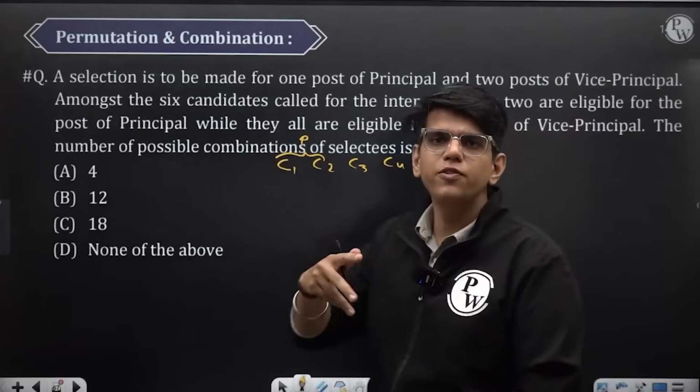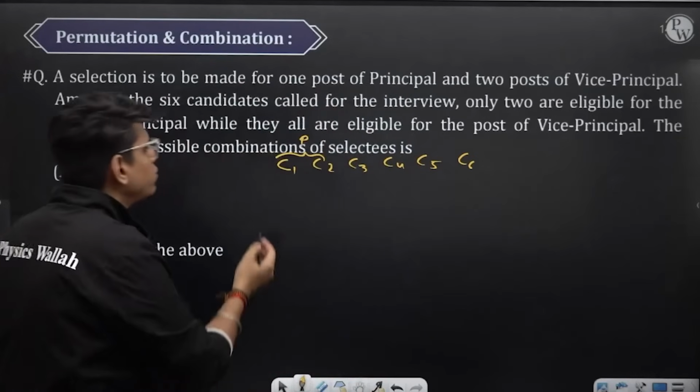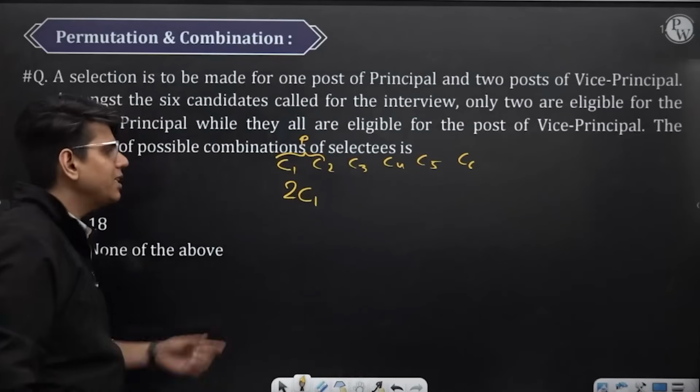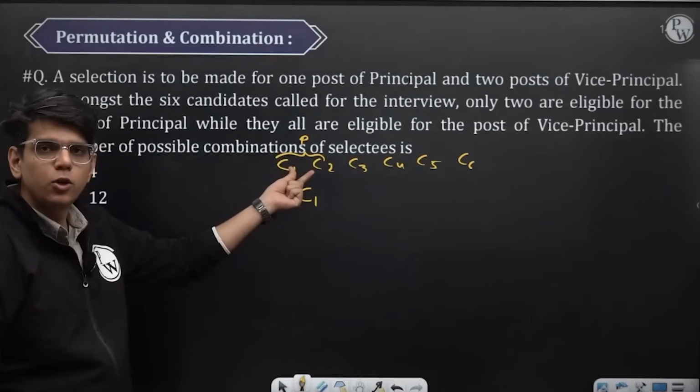So first of all, we will select the principal. How to select 1 out of 2? We have to select 2C1. We will select the principal first from the 2 people, right?